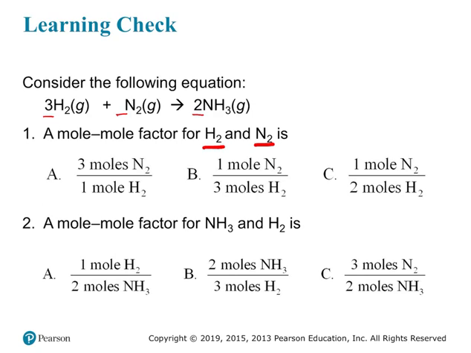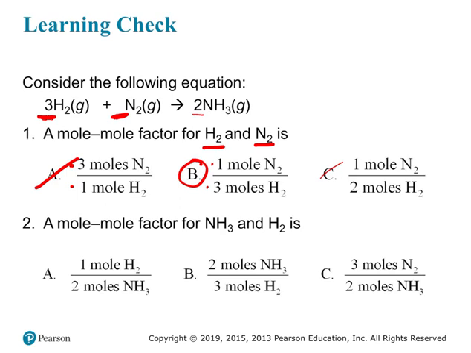Okay, so let's go through each one. Starting with A, we have 3 moles of nitrogen over 1 mole of hydrogen. Well, that doesn't work because looking at the coefficients, it's actually the opposite. We have 3 moles of hydrogen and only 1 mole of nitrogen. So A is not correct. Let's move on to B. This one tells us we have 1 mole of nitrogen for every 3 moles of hydrogen. Okay, that checks out. Looking at the coefficients in our equation, we have 3 moles of hydrogen and 1 mole of nitrogen. So that would be our answer. Now, looking at C, that one is not correct because we have a ratio of 1 to 2, and I don't see that up here, so that's not right either.